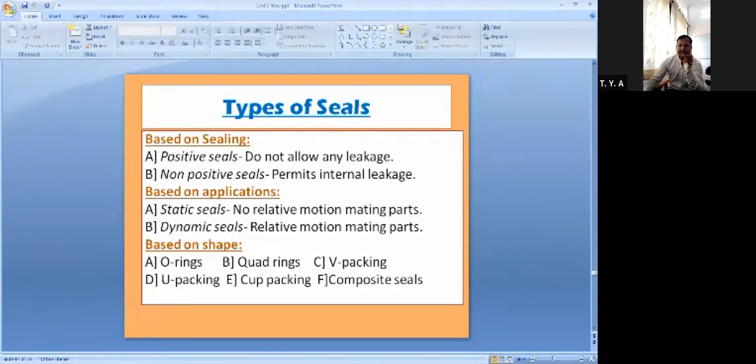Another is based on the application. Again, based on the application, the seals are classified into two subgroups: one is the static seals and the second is the dynamic seals.